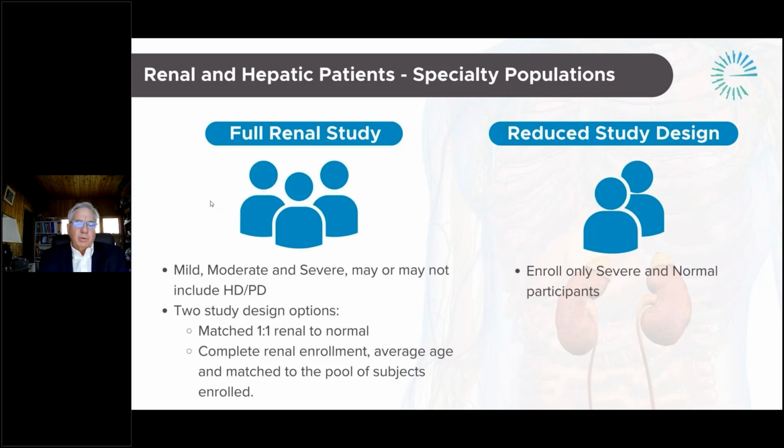There is an option here with the matching criteria in pooling your renal groups and then averaging the data for matching purposes. The difference is that you must enroll all the renal subjects first to be able to average the data for matching. Timelines and costs need to be considered. Reduced studies are available and identified by the FDA for drugs that are predominantly eliminated via non-renal routes. Next slide, please.